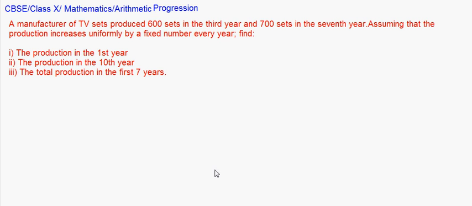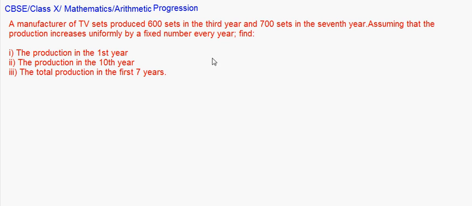A manufacturer of TV set produced 600 sets in the third year and 700 in the seventh year. Assuming that the production increases uniformly by a fixed number every year, find the production in the first year, the production in the 10th year, and the total production in the first 7 years.